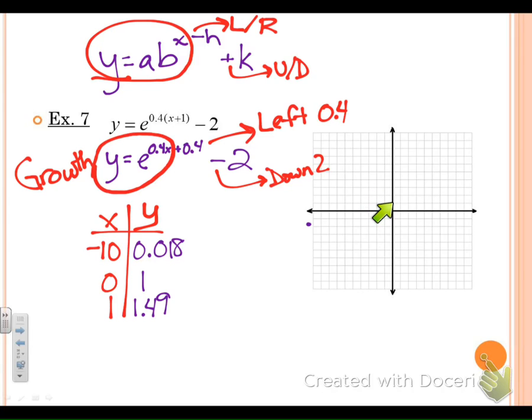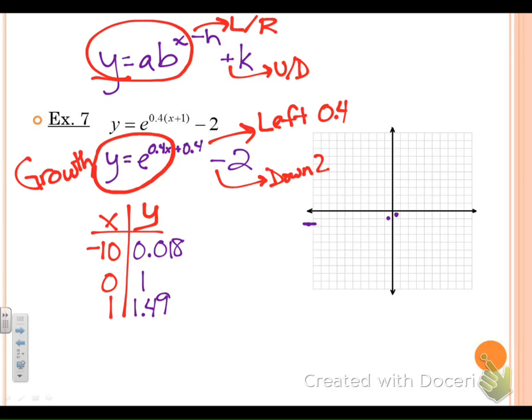But then 0, 1. So 0, 1 used to be here, but now I'm going to move half a spot over and then down 2. So it's about -0.4, -1. 1, and then this is approximately 1.5. So if I go over 1, up 1.5, I'm moving over a half and then down 2. I'm like in the middle of this box.